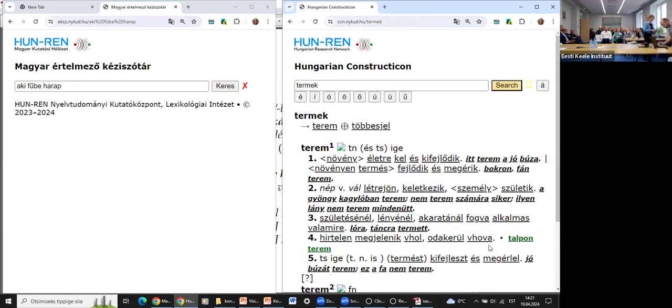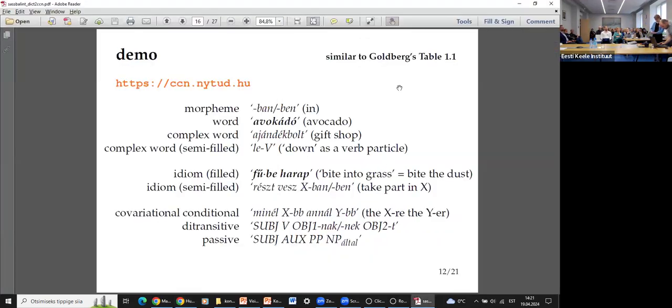Really you need to disambiguate, right? But if you would have possibilities to predict what the user might search in the dictionary, then it would be more helpful. Okay, thank you very much.